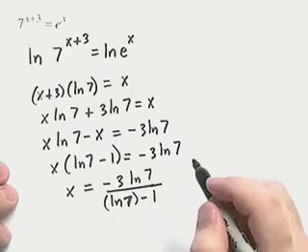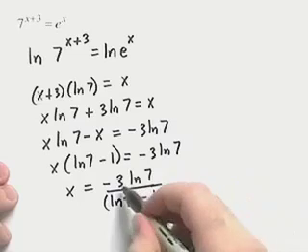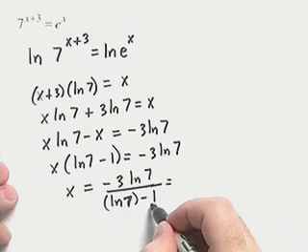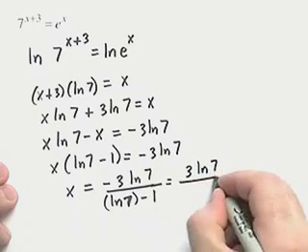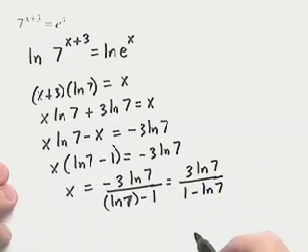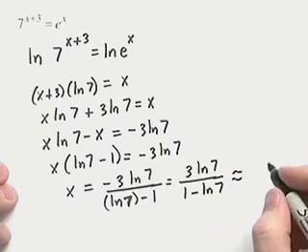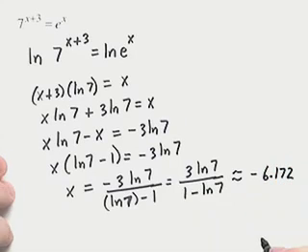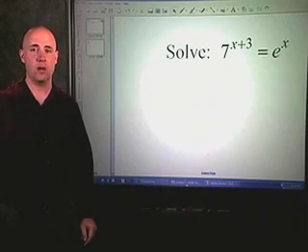We put that in parentheses to make sure we're clear that the minus 1 is separate from the logarithm. Now this is an exact answer. If we wanted to get the approximate answer, we could put this in our calculator. We could also rewrite this in another form. Since we have a negative up here in the numerator, we could actually distribute that into the denominator and rewrite this as 3 natural log of 7 over 1 minus the natural log of 7. That also helps keep it clear that the 1 is not part of the natural log. If we do put this in our calculator, we'll get that the solution is roughly negative 6.172.